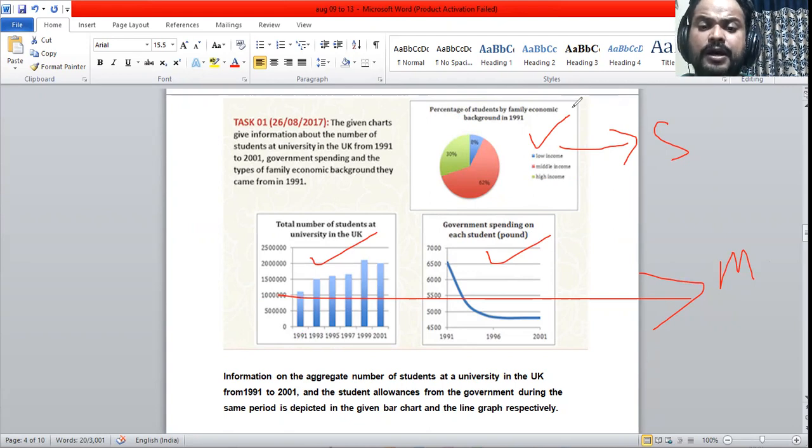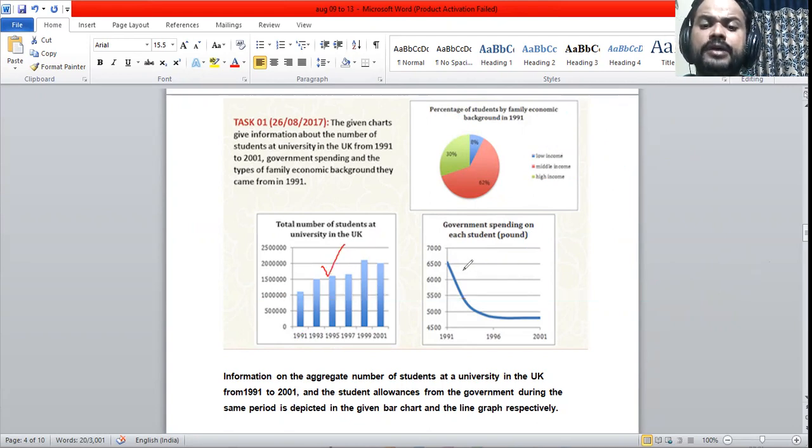This is not a single bar chart. This is not a single line graph. This is not a single pie chart. It's a combination of all three. So data number one is the number of students at the university in the UK from this point to this point, government spending from this point to that point, and the family's economic background, which is in 1991.